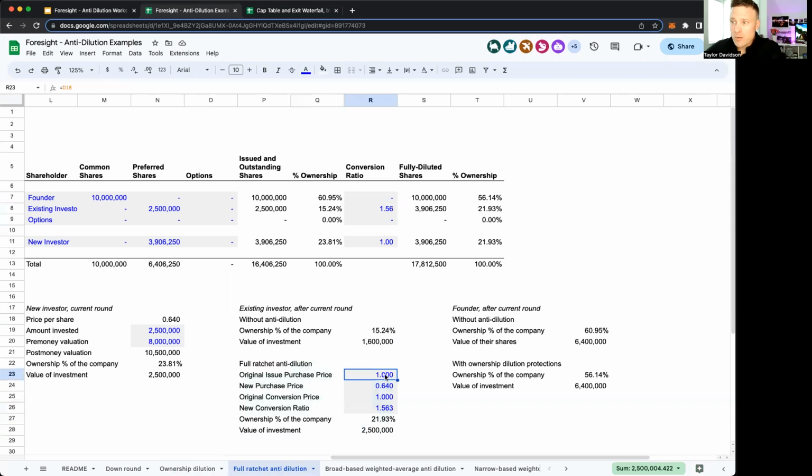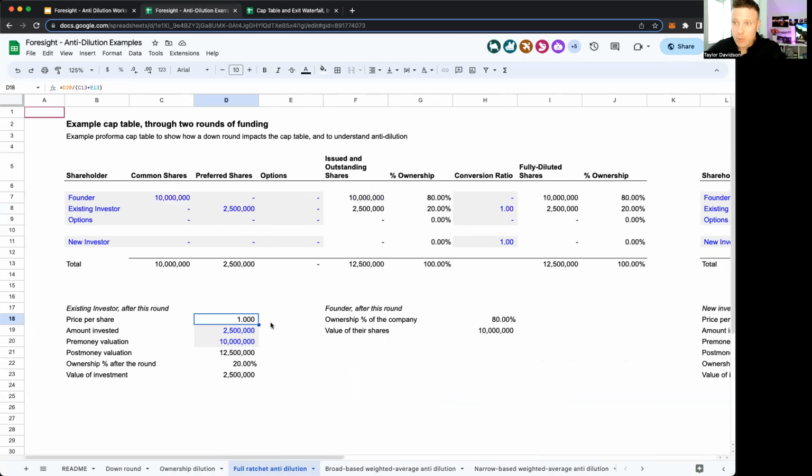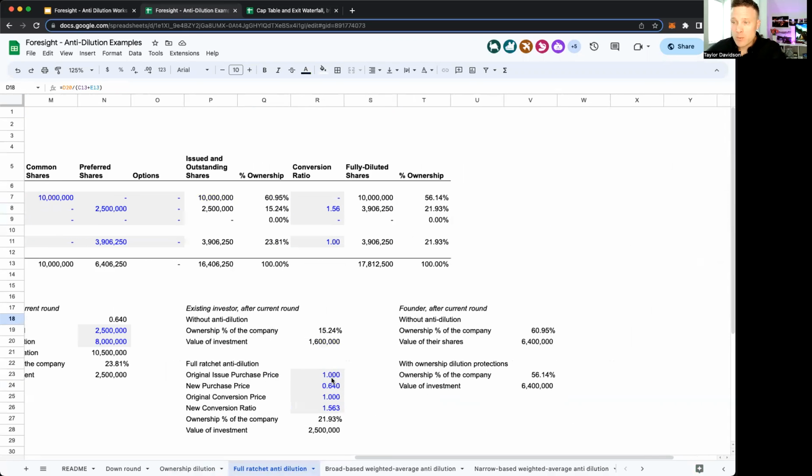It says, here's the original issue. The original equity price was 1, basically the $1 that was paid per share. The new purchase price is 64 cents. The original conversion ratio is just 1, so 1 share of preferred goes to 1 share of common. And then there's a new conversion ratio as part of this. The new conversion ratio is pretty easy: it's the original conversion ratio times the original price divided by the new price.